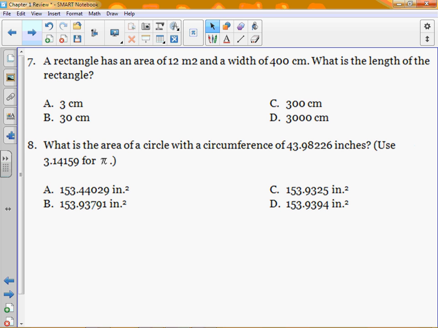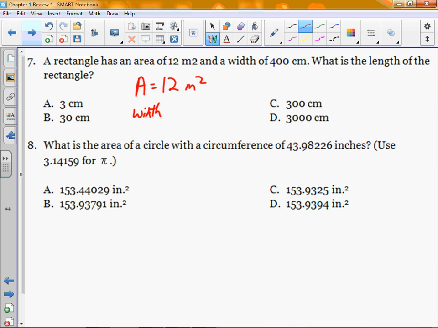A rectangle has an area of 12 square meters, so the area is 12, and a width of 400. So again, guys, look, we got the same problem. 12 square meters. This time I'm going to add how many zeros? If I go from centimeters to meters, how many places have I? You guys just said it.